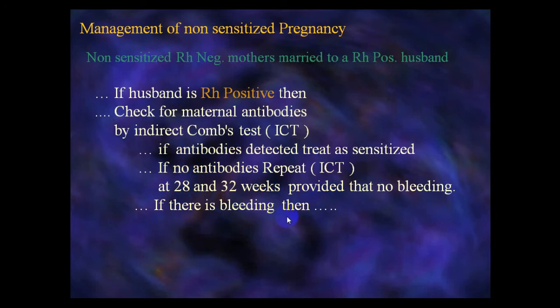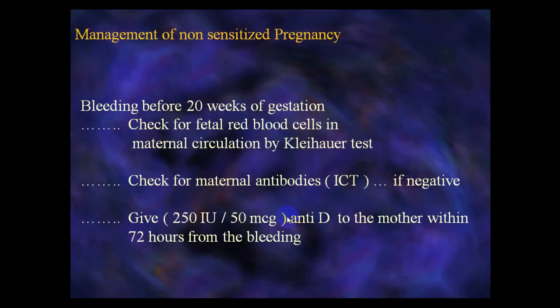If there is bleeding before 20 weeks of gestation, any bleeding during pregnancy, first, second or third trimester, may lead to formation of antibody in the maternal circulation, and this will attack this fetus or a new fetus. Check for fetal RBC in the maternal circulation by Kleihauer test. Check maternal antibodies by indirect Coombs test.